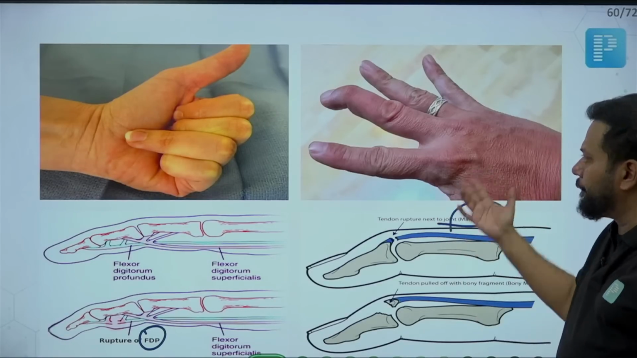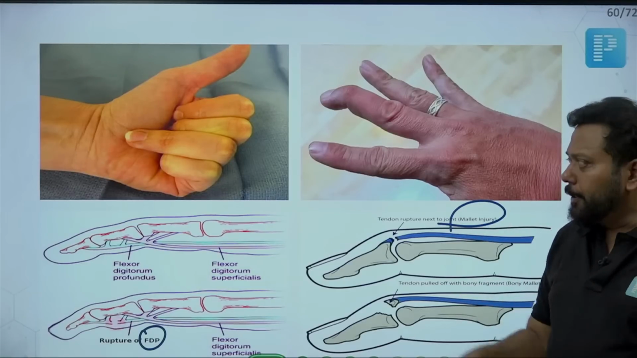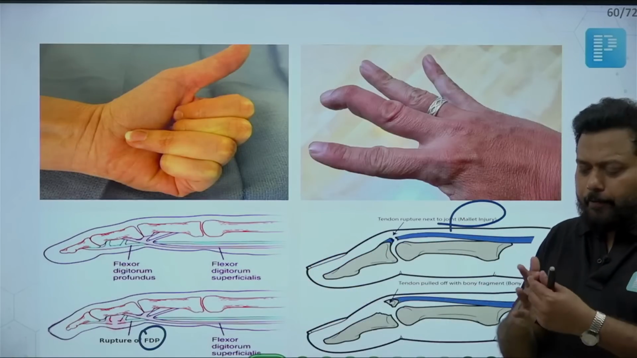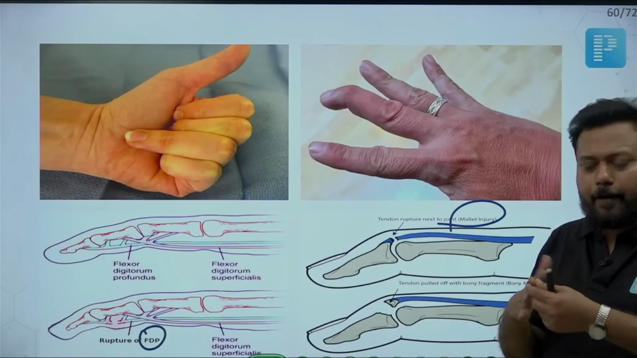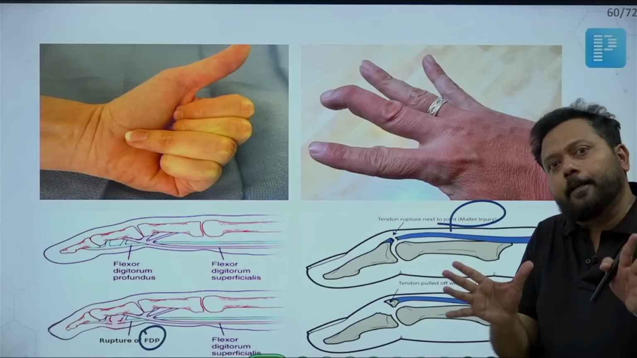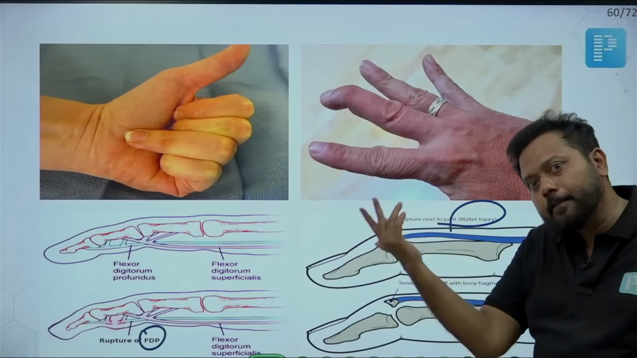Will end up in mallet finger. That's why mallet finger is otherwise called baseball finger, otherwise called drop finger, right? When a flexor digitorum profundus tendon gets ruptured, we are suddenly hyperextending the terminal phalanx, and the flexor tendon may get ruptured. That will end up in jersey finger. Two opposite conditions: jersey finger is flexor tendon rupture, mallet finger is extensor tendon rupture.